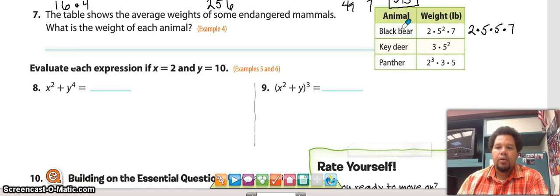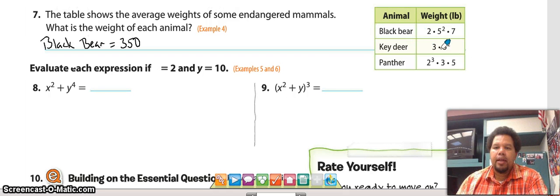Okay, so we're going to do the black bear first. So we have 2 times 5 times 5 times 7. So we go ahead and multiply. This ends up being 10. This is 35. And then 10 times 35 is 350. So that is how much our black bear is.